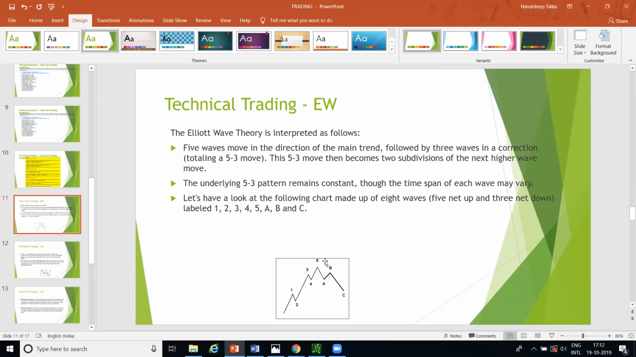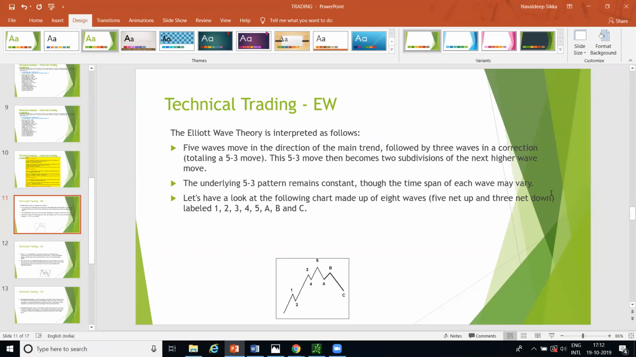There are 9 levels of Elliott waves which we can go up to in a chart, but for the understanding of the group, let's limit ourselves to only the lowest level: 1, 2, 3, 4, ABC. So 1 up, 2 down, 3 up, 4 down, 5 up, A down, B up, C down.